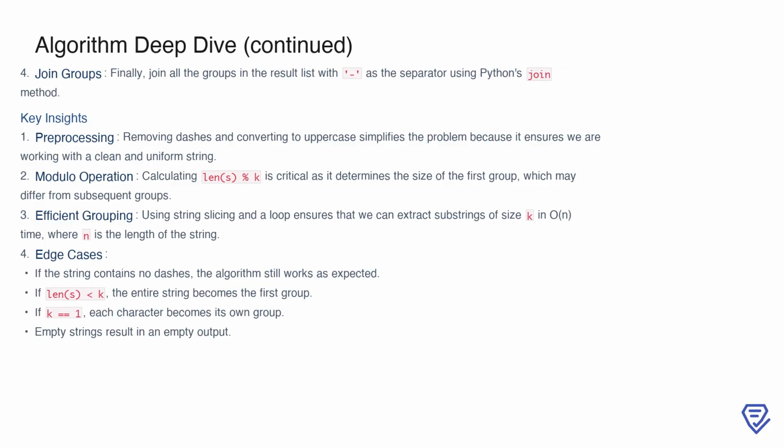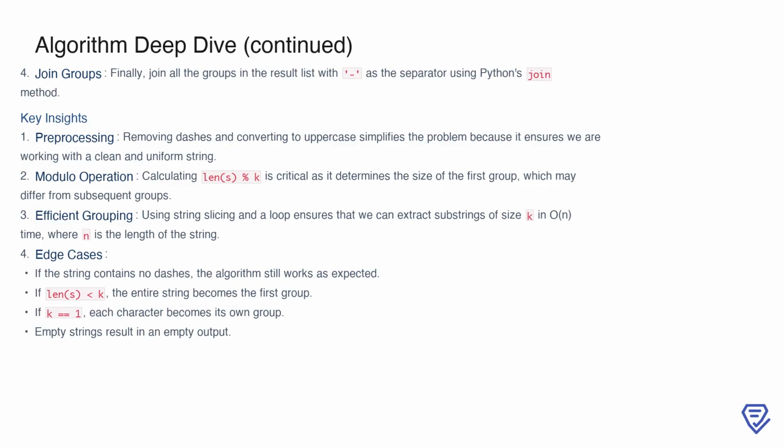Using string slicing combined with a loop allows us to extract substrings of size k efficiently, ensuring an overall linear time complexity. It's also important to consider edge cases. For instance, if the string doesn't contain any dashes, the algorithm still works correctly because the pre-processing step doesn't depend on their presence. Similarly, if the string's length is less than k, the entire string becomes the first group, and the output is valid.